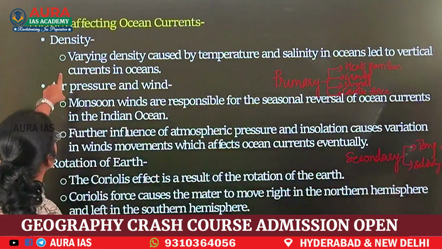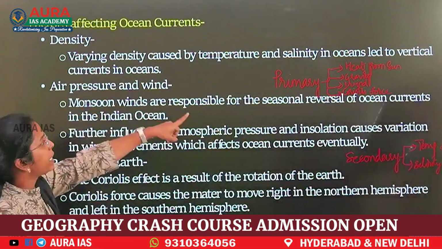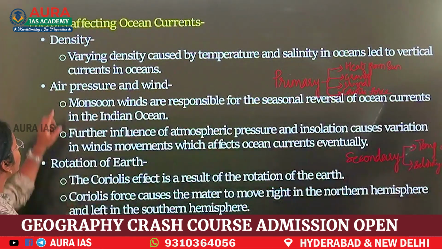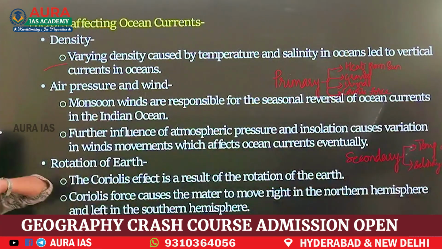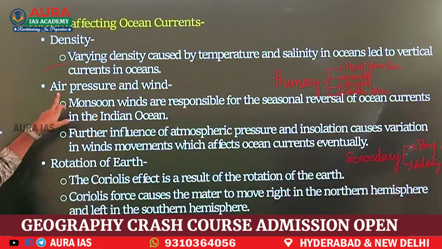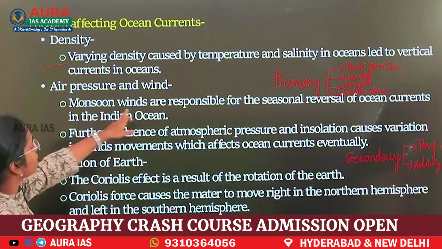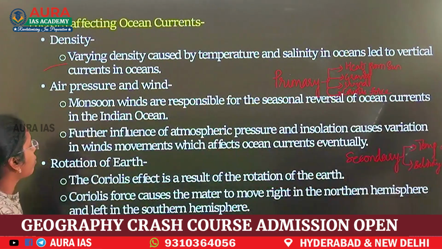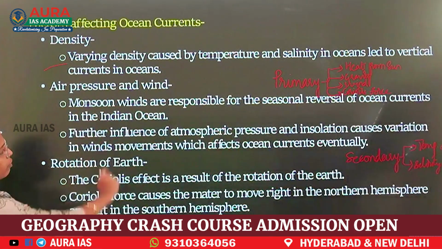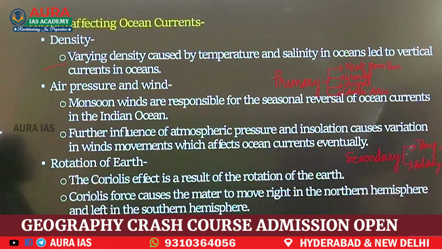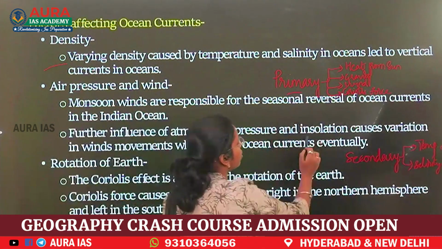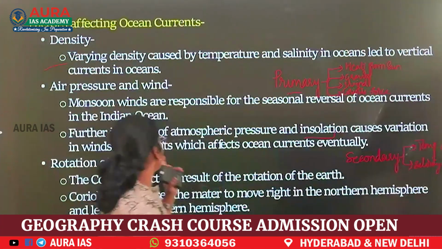Now the options. Density: varying density caused by temperature and salinity in the ocean leads to vertical currents in oceans. So the density option is correct. Next, air pressure and wind. Monsoon winds are responsible for seasonal reversal of ocean currents. Further, the influence of atmospheric pressure and insolation: in primary factors we have seen insolation, heat from sun. So the second option is correct.